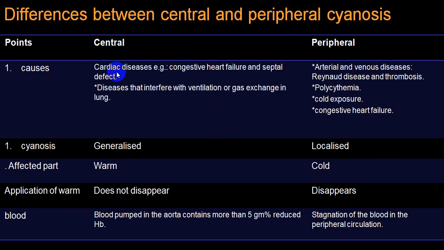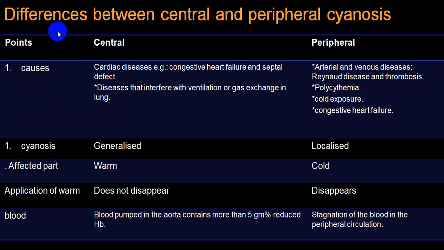Now the difference between central and peripheral. Central causes, cardiac and respiratory, are most common, while in peripheral it is arterial occlusion or venous occlusion, increased venous pressure, Raynaud's disease, polycythemia, exposure to extreme cold, and also a part of severe congestive heart failure. Those are the causes of peripheral cyanosis, while in central cyanosis the causes are atmospheric condition, respiratory condition, cardiovascular condition, and also pigmentary causes, that is sulfhemoglobin and methemoglobin.